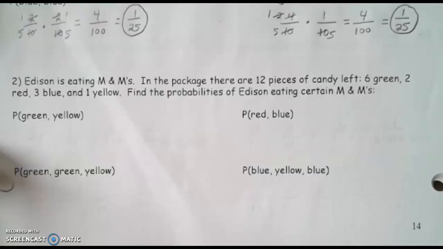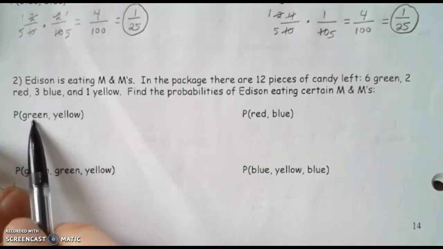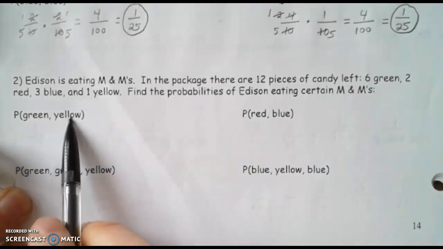In the next set, we're told that Edison is eating M&Ms. In the package, there are 12 pieces of candy left. 6 are green, 2 are red, 3 are blue, and 1 is yellow. Find the following probabilities of Edison eating certain M&Ms. So in the first example, we're going to have a green M&M followed by a yellow M&M.